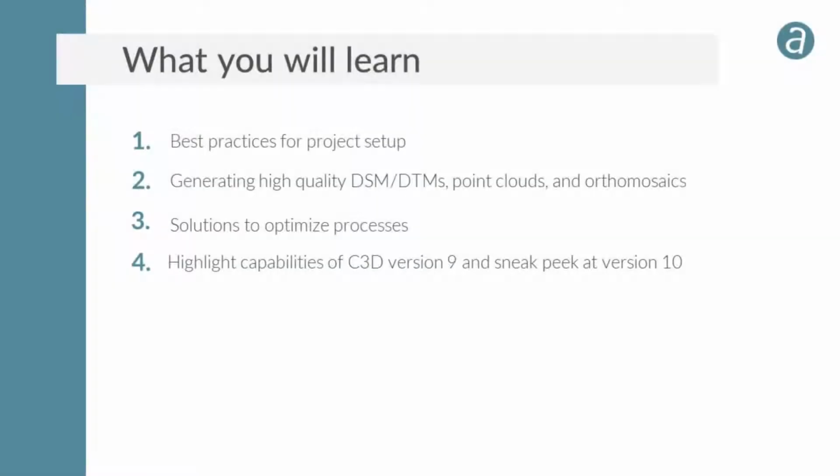So the topics we're going to cover are best practices for project setup. As we do this, David's going to have Correlator 3D up on the screen, and I'm going to be working with him on that. Then we'll cover generating high-quality DSMs and DTMs, point clouds and orthomosaics, and solutions that we have that might help optimize processing. Finally, we're going to highlight the capabilities of Correlator 3D version 9, which we've been going through this year, and give you a sneak peek at what's coming up in version 10.